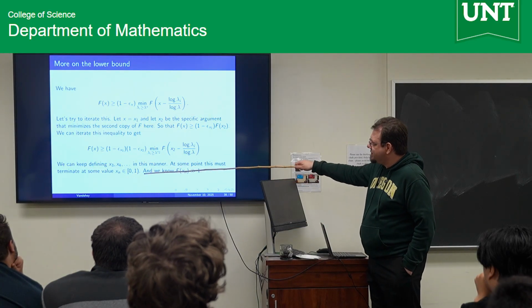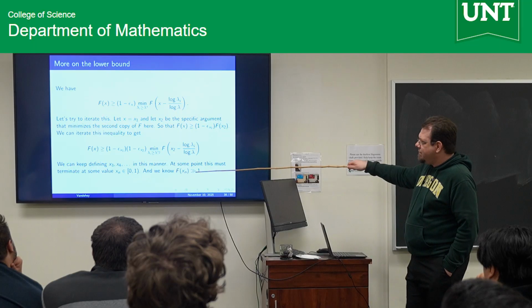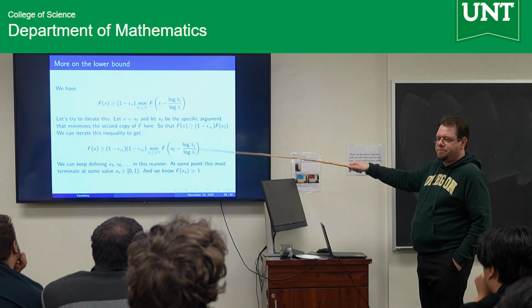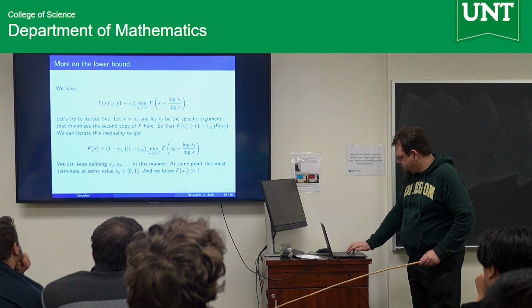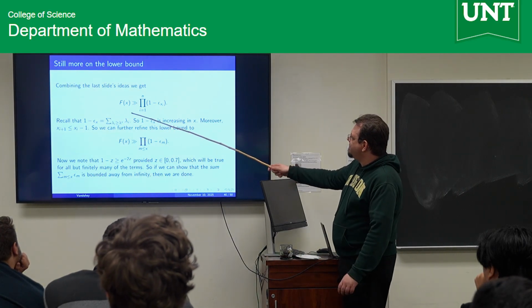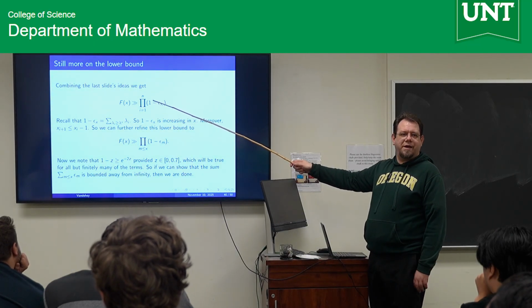And at some point, this has to terminate because for some value of xn, we'll end up in 0 to 1. And we've already said we know that f of xn should be greater than 1 at that stage. So combining the last slide's ideas together, we get that f of x is bounded below by some product of 1 minus epsilons.